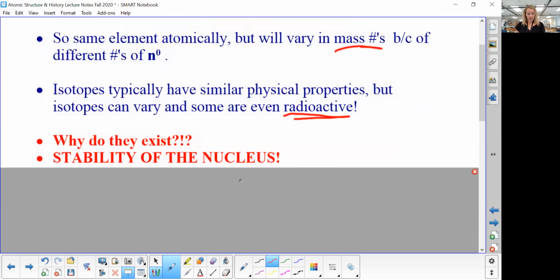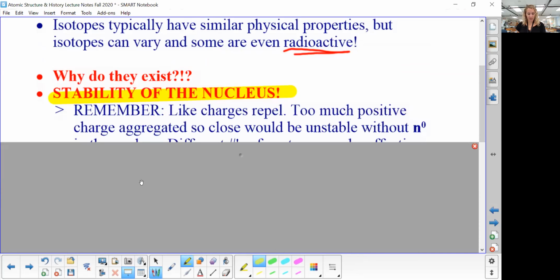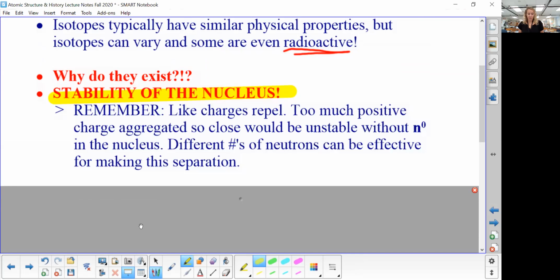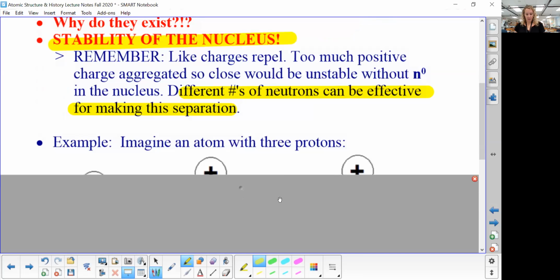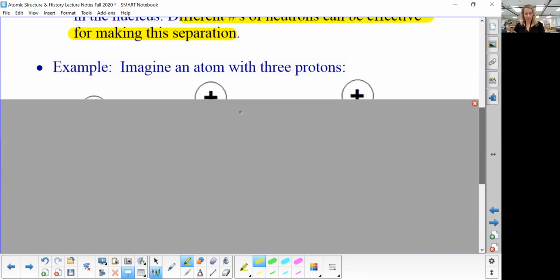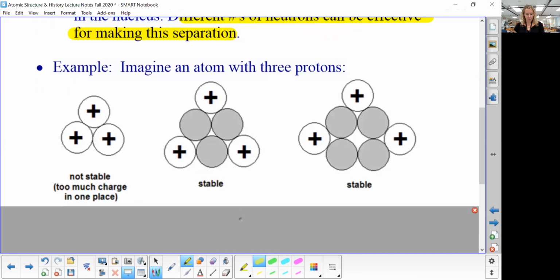So why do they exist? They exist because the nucleus wants stability to spread out those protons, but the difference here is that there can be different numbers of neutrons that can be effective for making that separation. So just remember, like charges repel, and too much positive charge all in that small nucleus would be unstable without the neutrons. However, there isn't a set number of neutrons for any one element. And so a great image that shows you this is this one.